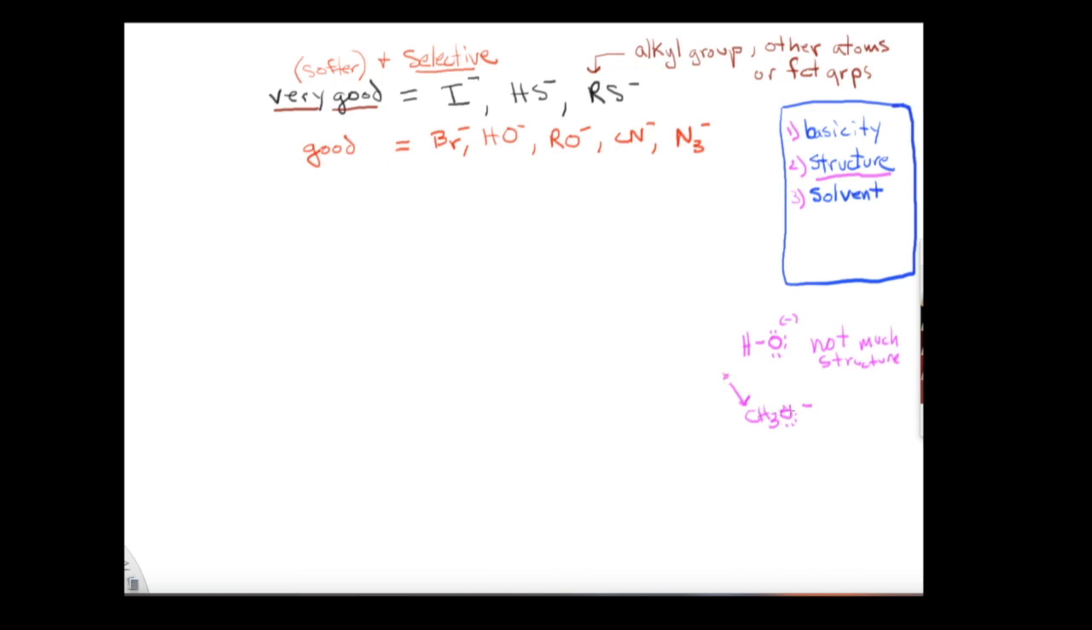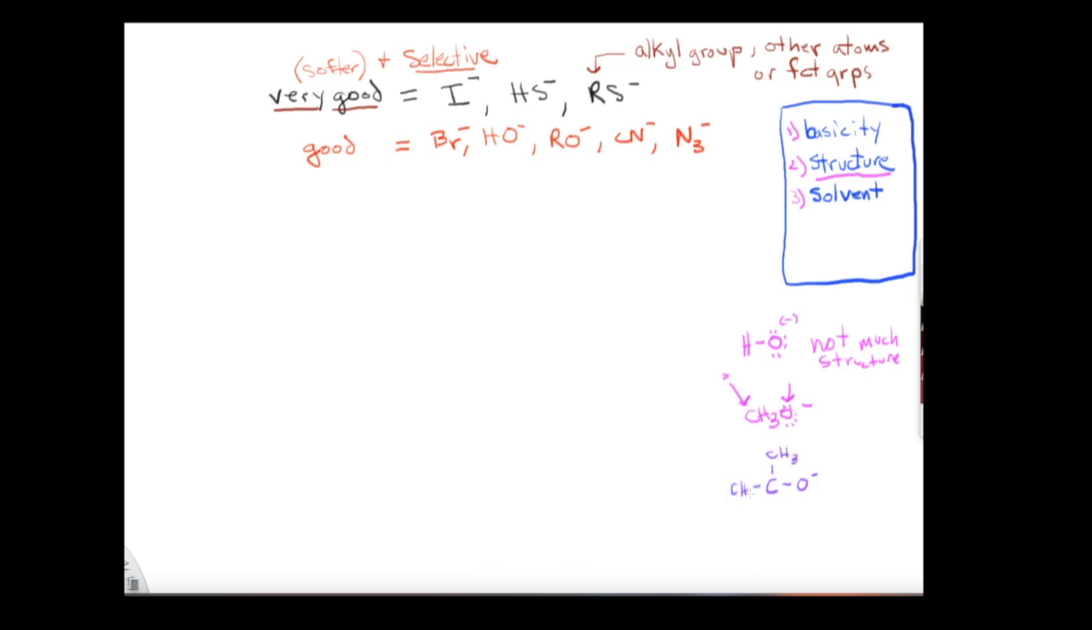Not only is the O bonded to a carbon, which is bigger than a hydrogen, there are also three hydrogens on the carbon. What that's going to do is put more limitations on the ability of a pair of electrons on this oxygen to interact with an electrophile. And we can take this a step further. We could have an alkoxide where we put three methyl groups on this carbon.